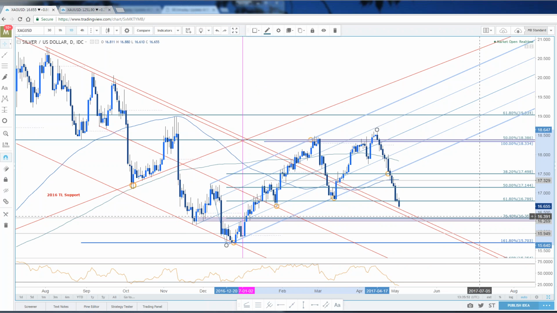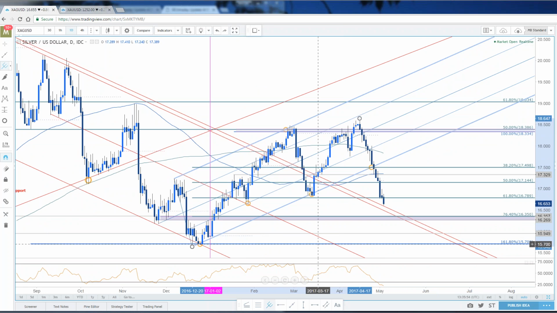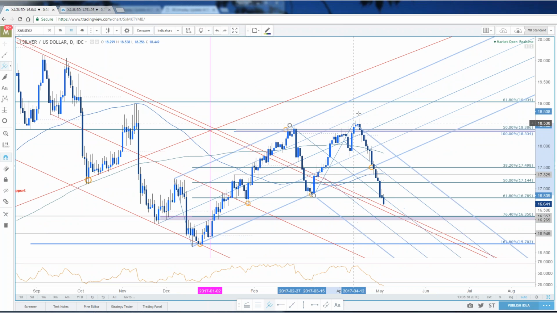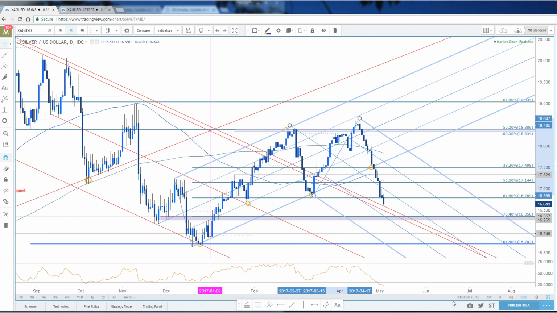So, structure to the decline. Let's see if we got it. Perhaps, but that would still highlight a drop even lower towards 1635.